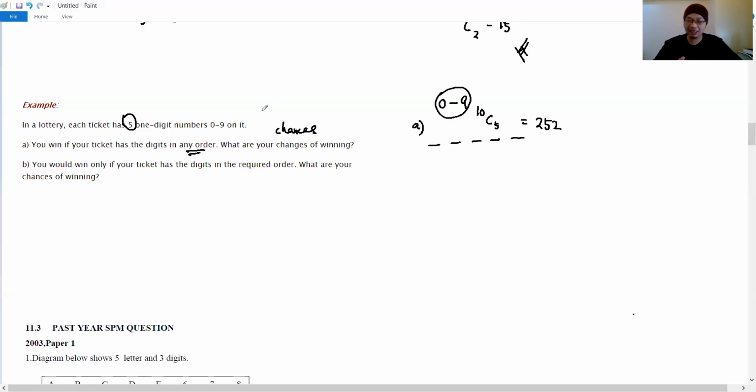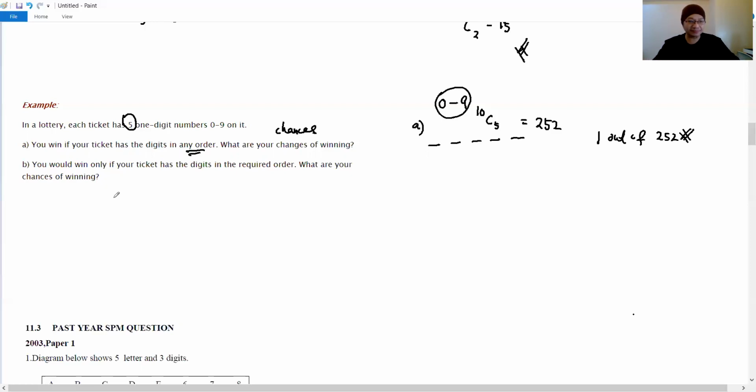252 ways. But the question is asking what your chances of winning are. The chances of winning will be 1 out of 252. That is your answer. When we talk about chances, we are talking about the percentage of winning. So to win this game, you have 1 out of 252 possible numbers. So that is your answer for A.